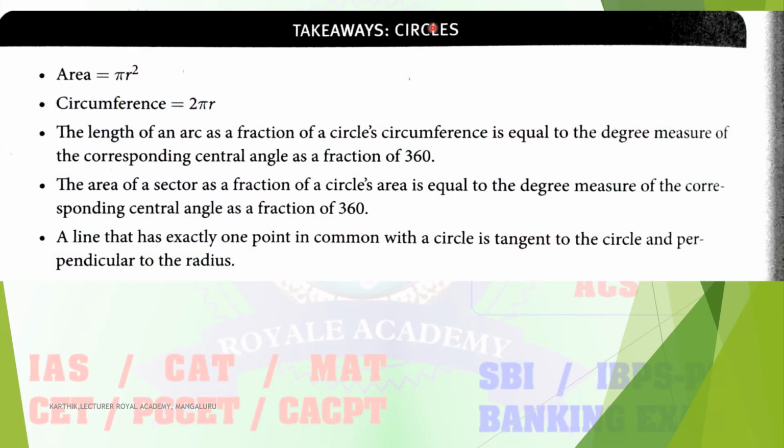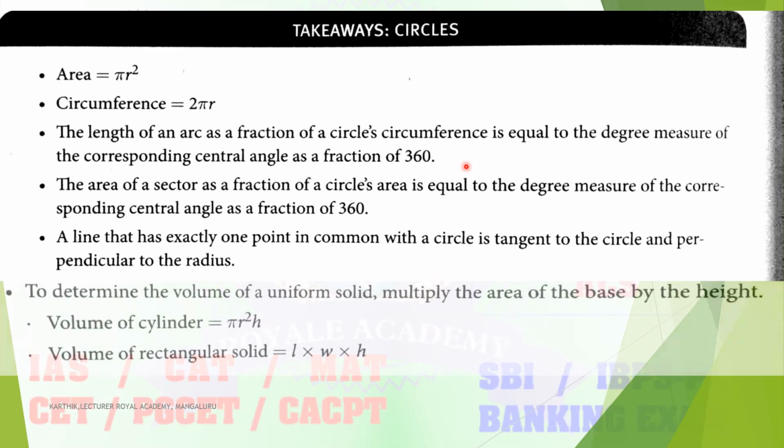Next, circles. So the area of the circle formula is what? Pi r square is the area of the circle. And the circumference of the circle is nothing but 2 pi r, or pi d. It is also denoted by pi d. Diameter is equal to 2r, so just substitute back, you will get circumference is equal to 2 pi r. Okay, so the total circle angle is 360 degrees.